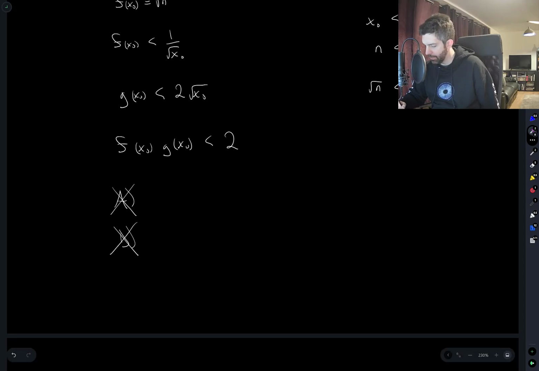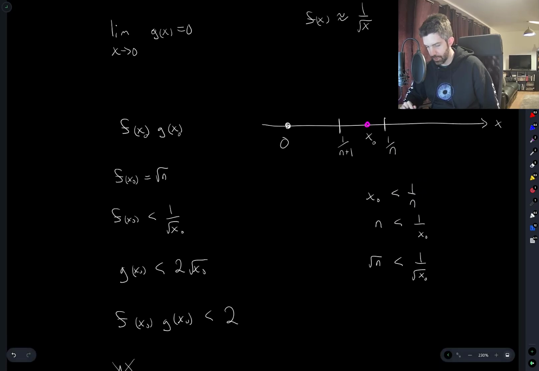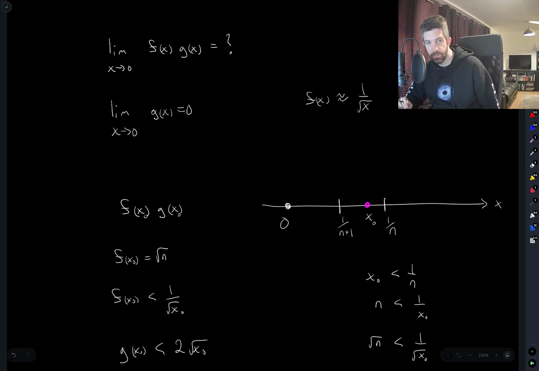So maybe we need to put some kind of bound on this integral now and show that this function f times g is always larger than something.